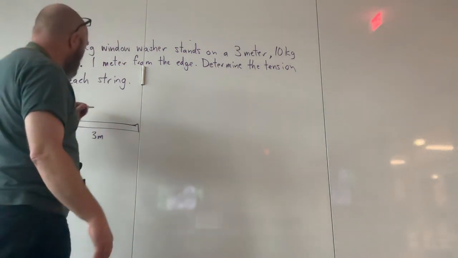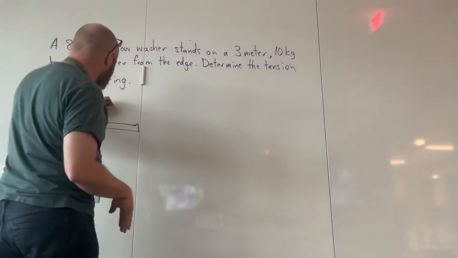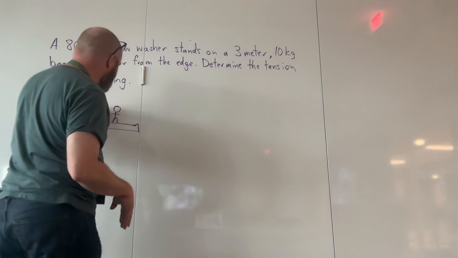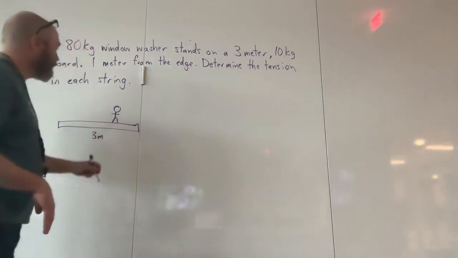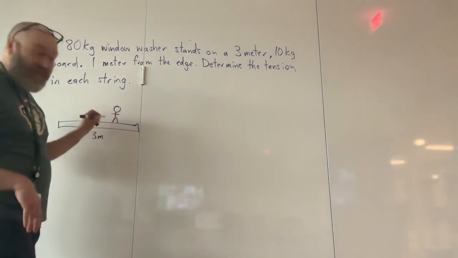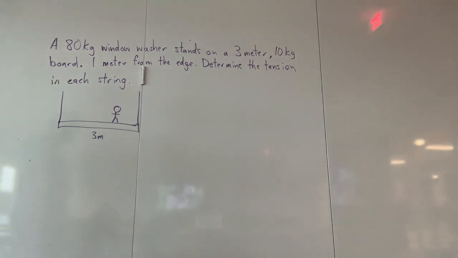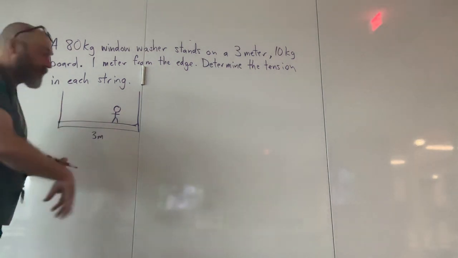You have your window washer. It doesn't really matter which side they're standing on, but we'll say our window washer is standing on this side of the board. He is 80 kilograms, where that distance right here is 1 meter. And then I have a string here and a string right there. So this is a picture that's going to represent the problem.